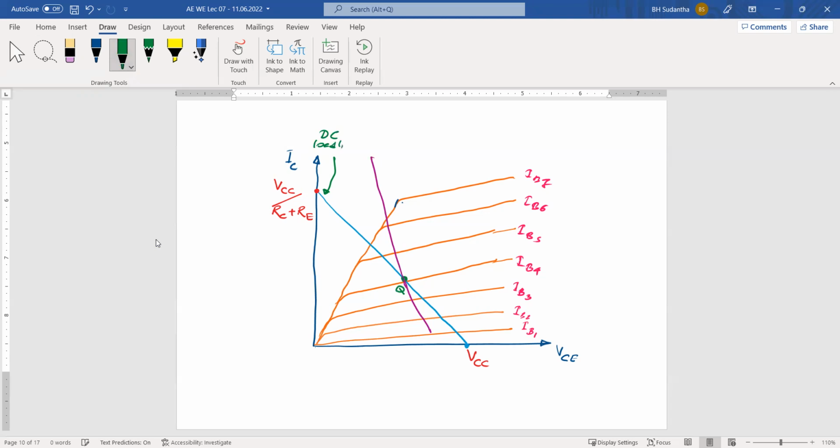This is the DC load line. Slope is minus 1 over RC plus RE. And this is the AC load line. Slope is minus 1 over RC. But we are putting the same Q point, so we can change the slope of this AC load line. Then for the DC operations, we can consider the DC load line. For the AC operations, we can consider the AC load line.